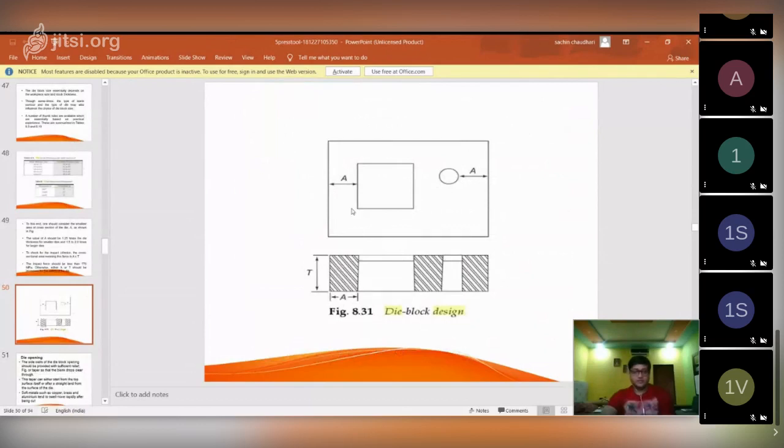Then we also saw what distance you can keep from the outer periphery of the die block for your die opening for a particular application. As an example, this is a capital A distance which is kept from this vertical side of the die block for a particular die opening. This is a square die opening and this is a hole.